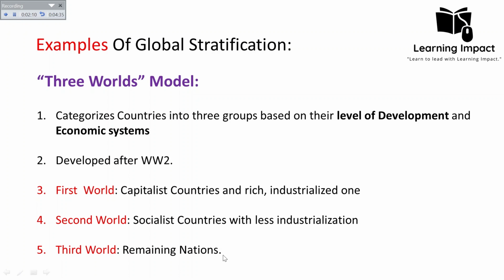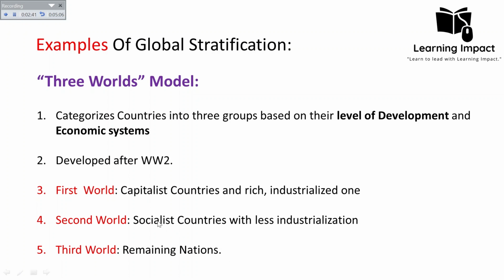And remember that this three worlds model was proposed after World War II. So it means that it is not based on objective criteria of economic development. The three worlds model was criticized because it was believed that it was actually the result of Cold War politics, in which the capitalist countries, which were one group at that time, were face to face with the socialist countries. They were at war with the socialist countries.